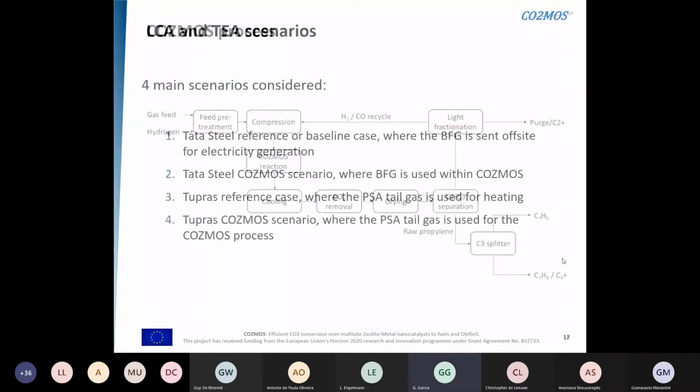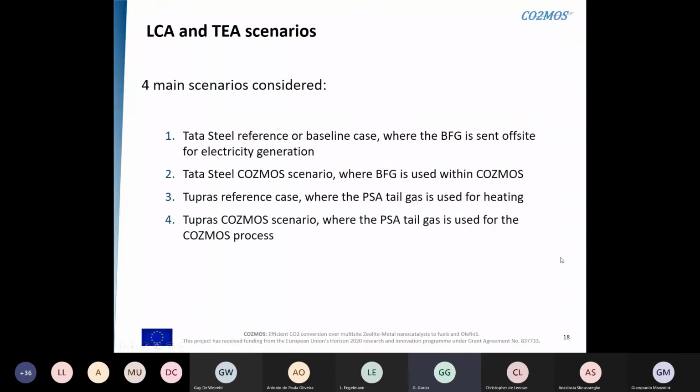So we have two different baseline scenarios, which is the status quo of the companies we are working with and that produce these gases that we are using as input for our process. These companies are Tata Steel and Tupras. So we'll go very quickly over the different scenarios.